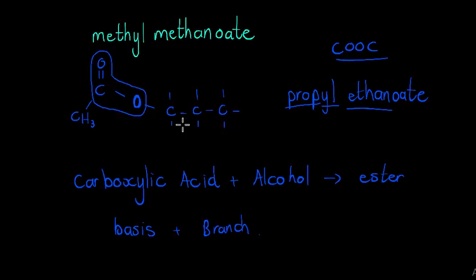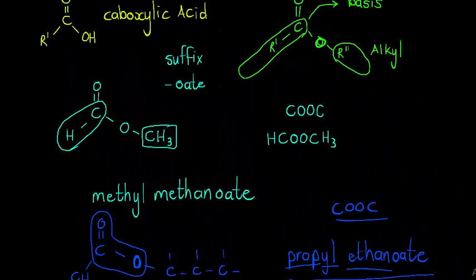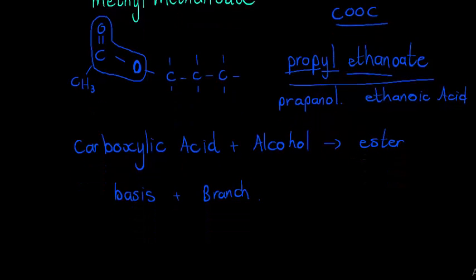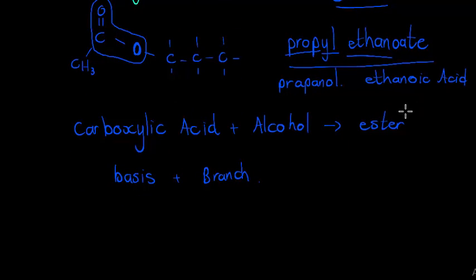So in other words, this propyl ethanoate ester is produced by taking the prop alcohol, which is propanol, and adding it to ethanoic acid. So that's another way you can recognize how these esters are named, by recognizing what we used to produce it. If we used propanol and ethanoic acid, it produced a propyl ethanoate.